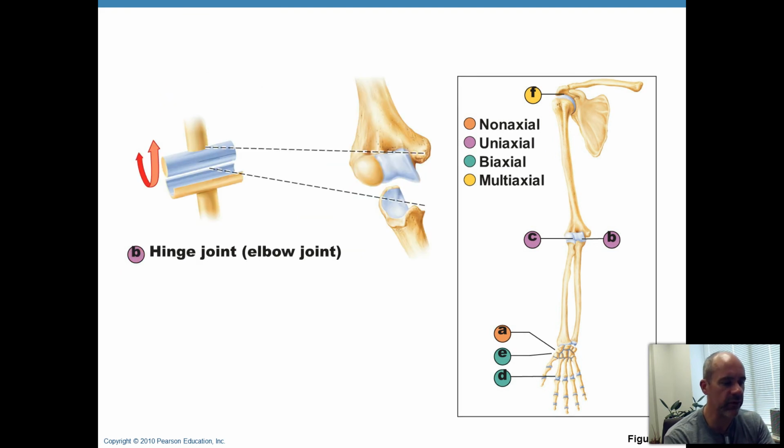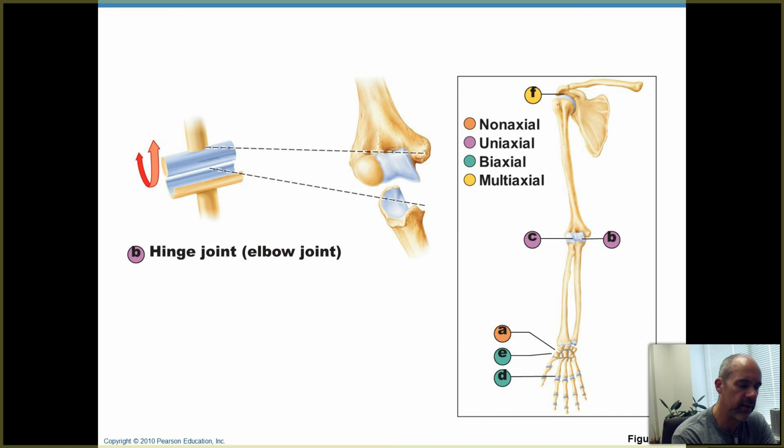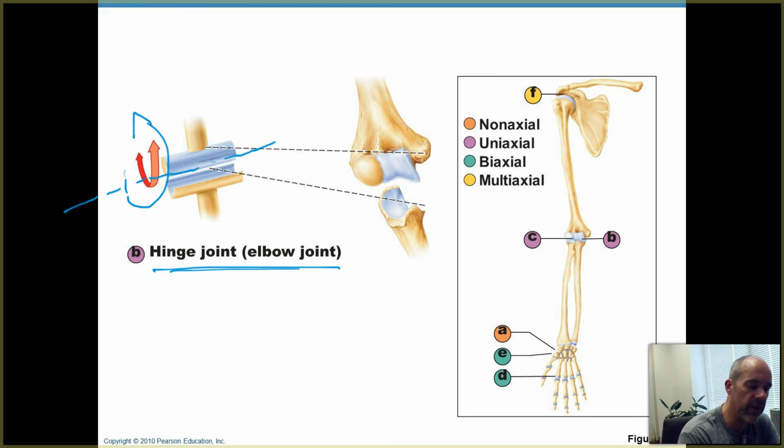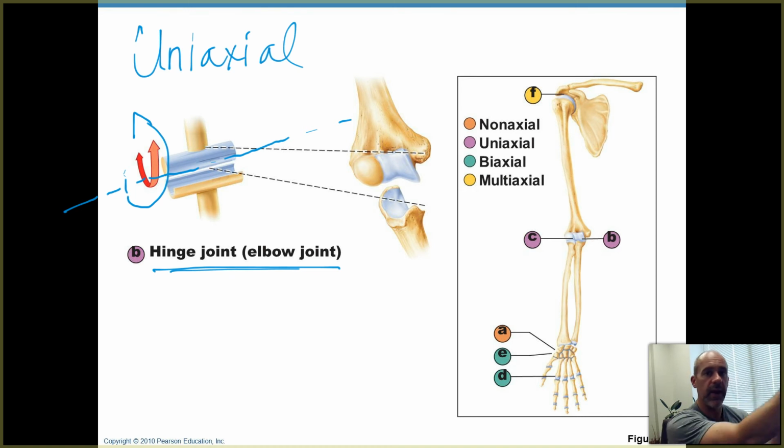All right, the next type of synovial joint is called a hinge joint. An example of a location where you have a hinge joint is at the elbow. What they're showing you here on the diagram is that hinge joints are a type of joint where you have rotation around one axis. If we can imagine an imaginary line passing through the center of the joint like that, a hinge joint is going to rotate around that axis. So this type of joint is also called uniaxial.